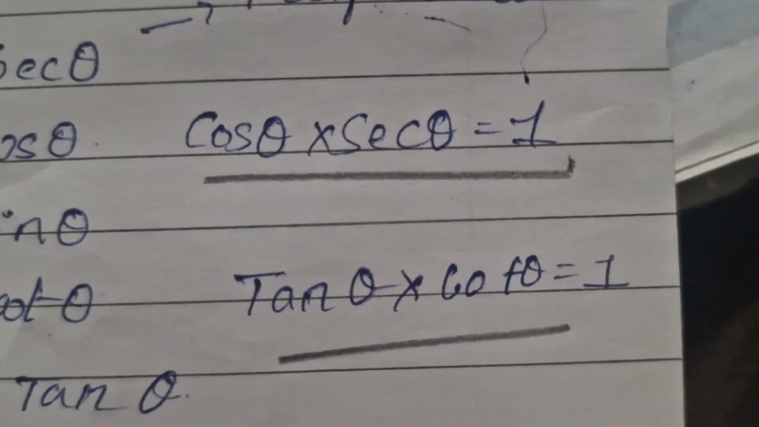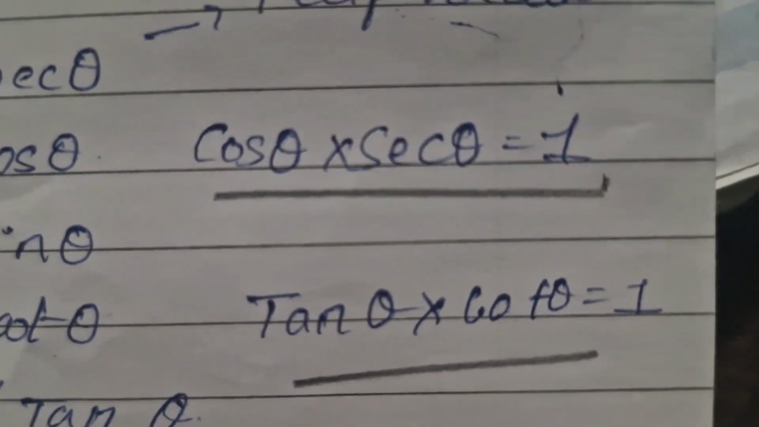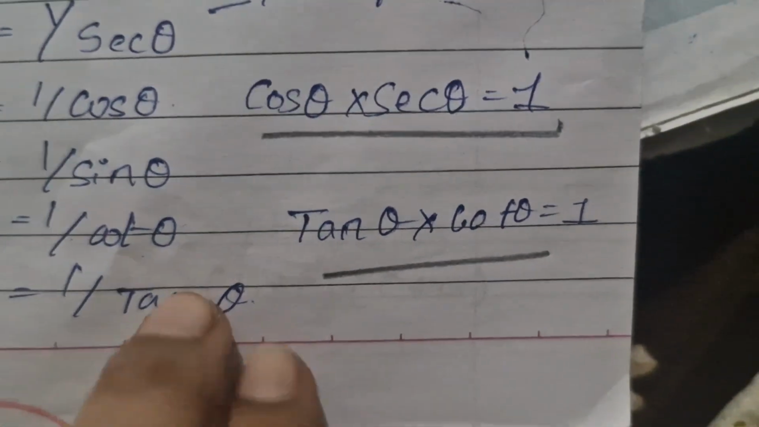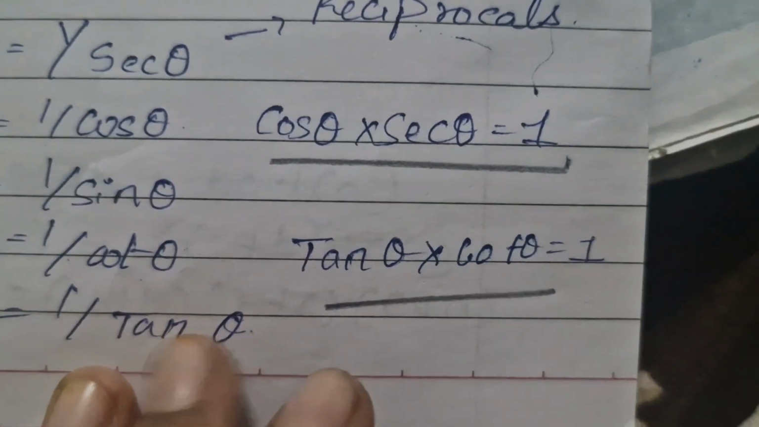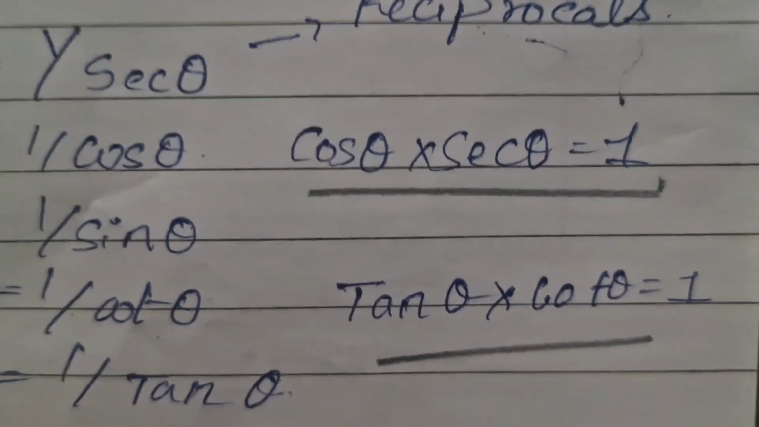Cos theta into secant theta is equal to 1, tan theta into cot theta is equal to 1. We have to remember this over here. It will be useful for us to solve the problems. So let us move to the next one.